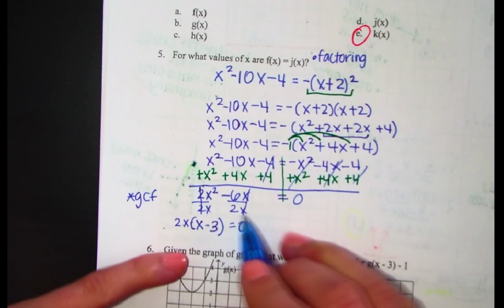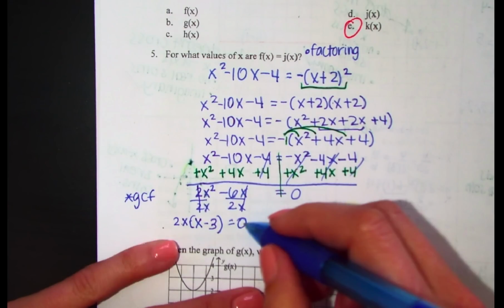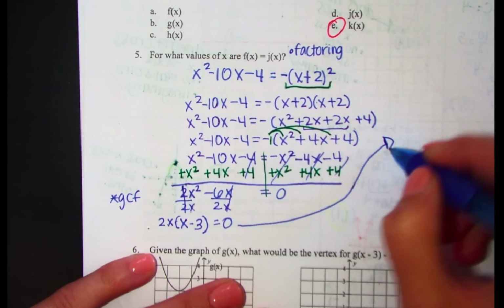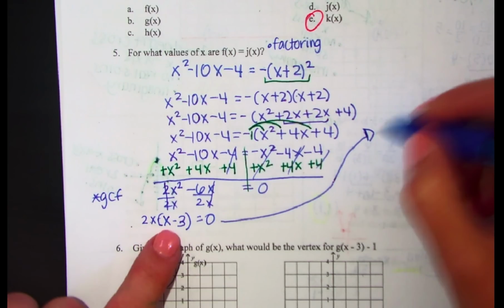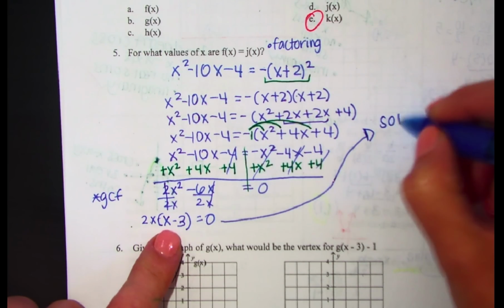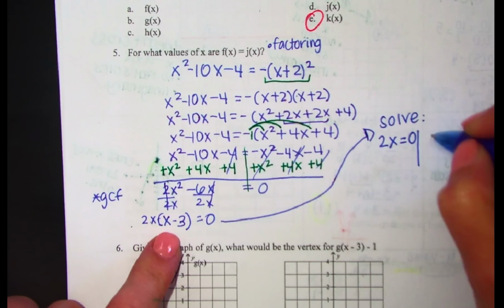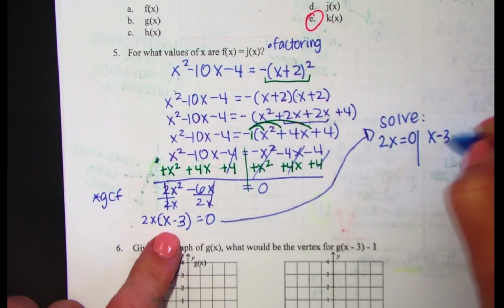So we know that when we're factoring, we want to take the factors and set them equal to 0. So I'm going to do that over here. I'm going to set each one of these factors equal to 0, and I'm going to solve. So my first factor, 2x equals 0. My second factor, x minus 3 equals 0.